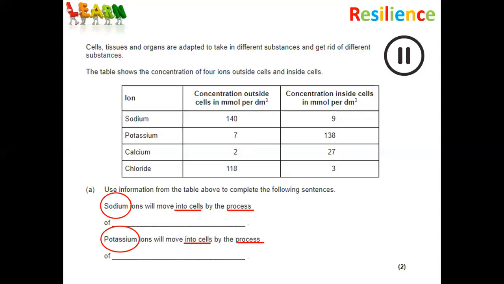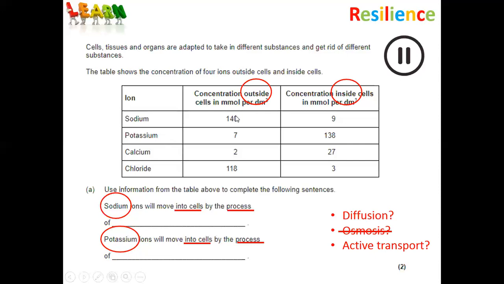So there are 3 processes that we learned about that move things in and out of cells: diffusion, osmosis, and active transport. And you need to have a think to yourself, first of all, which one is it definitely not? Well, it's definitely not osmosis, because osmosis is the movement of water, and the first one is about sodium and the second one's about potassium. So it's definitely not osmosis, so we've narrowed it down to either diffusion or active transport. And then you need to follow their advice and use the information from the table. So you've got the concentration outside and the concentration inside the cells, and both statements are about them going into the cells. And then you've got sodium on one line and potassium on the other.